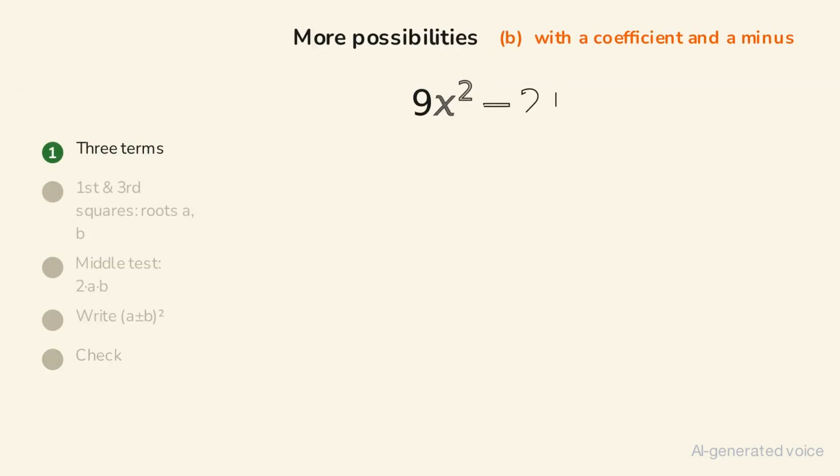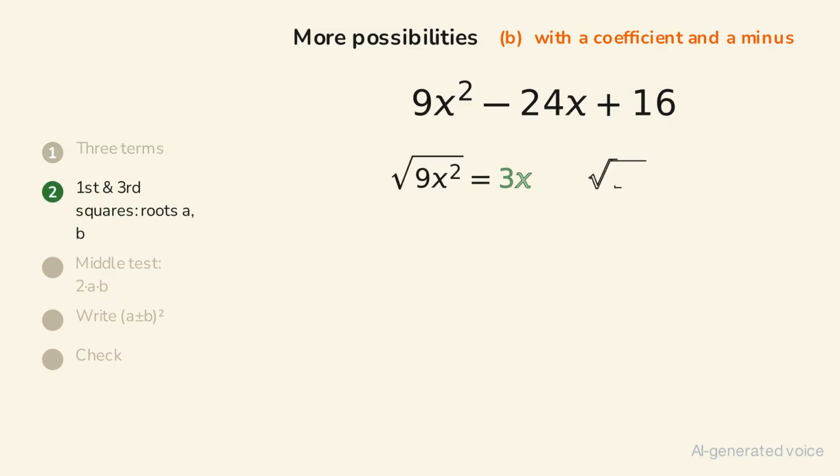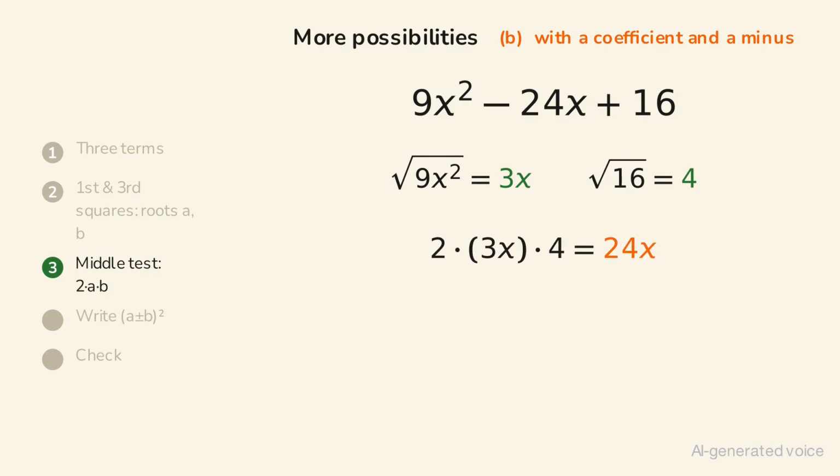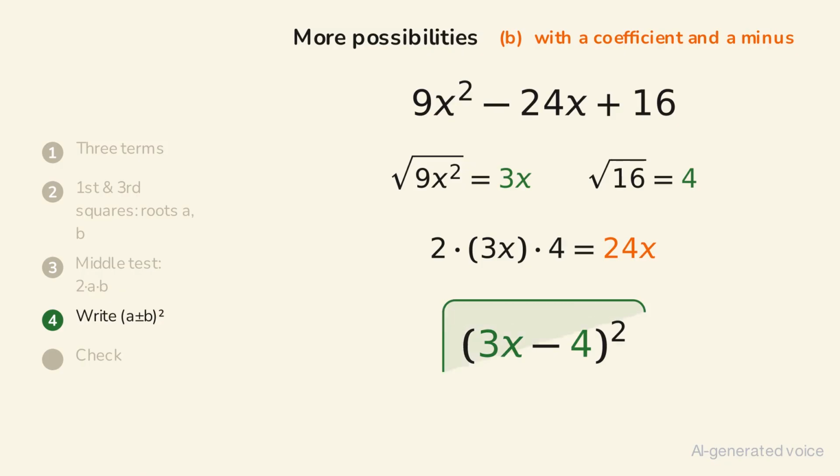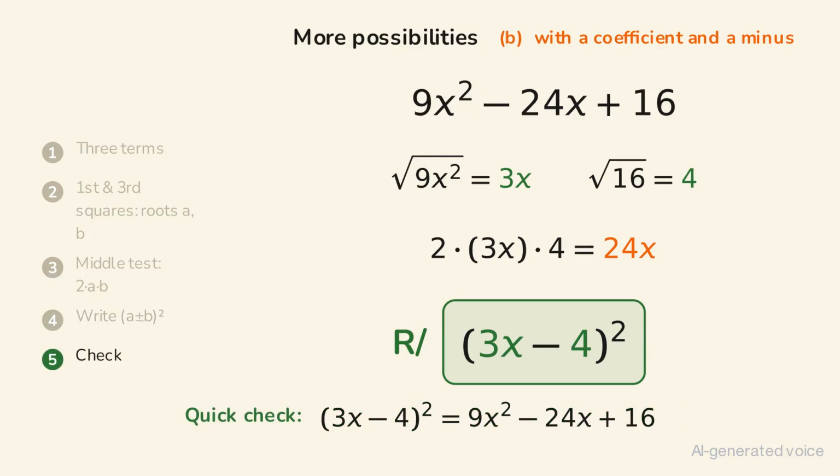The second, with a coefficient and a minus, 9x squared minus 24x plus 16. The root of 9x squared is 3x, and the root of 16 is 4. The test, 2 times 3x times 4, gives 24x, which matches the middle term. And since the middle term is negative, the binomial takes a minus, 3x minus 4 squared. Check, 3x minus 4 squared gives us back 9x squared minus 24x plus 16.